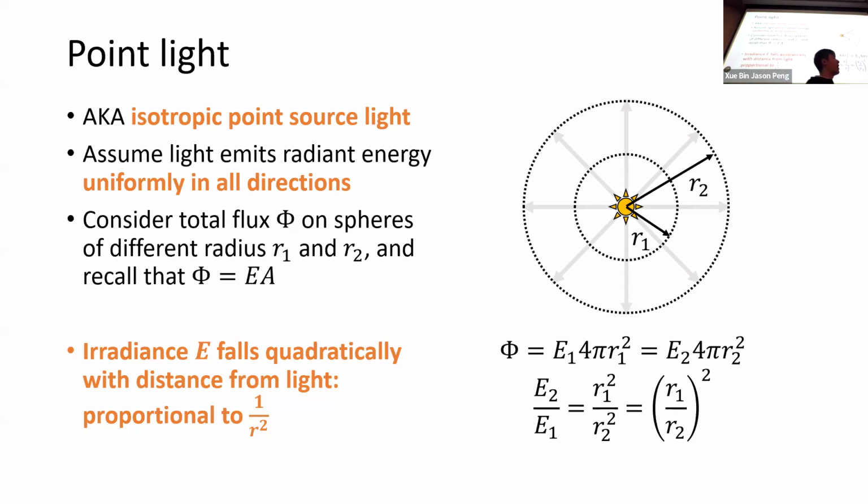So if you want to apply a lighting model to a point light source, depending on how far an object is from the light, we would decrease the irradiance of the light source by the square of the distance. Okay. Any questions about this?